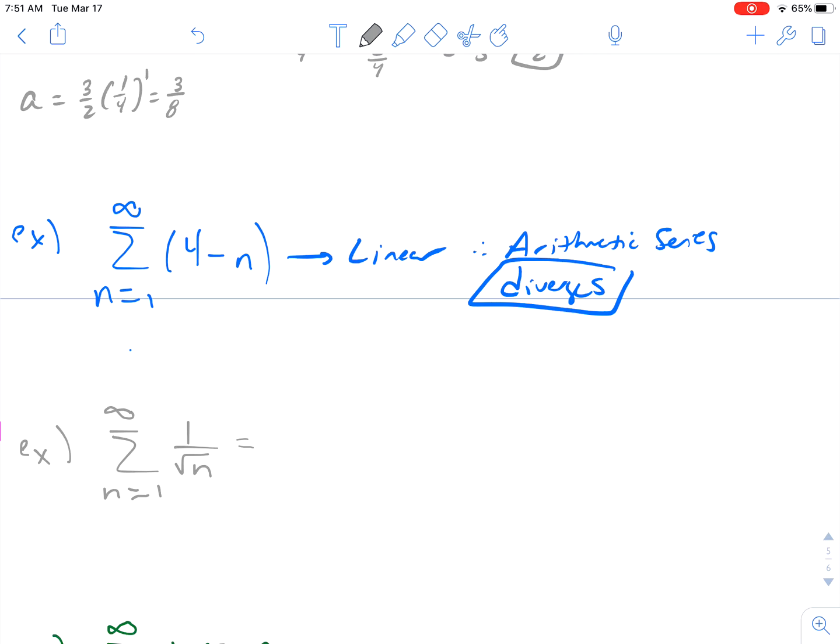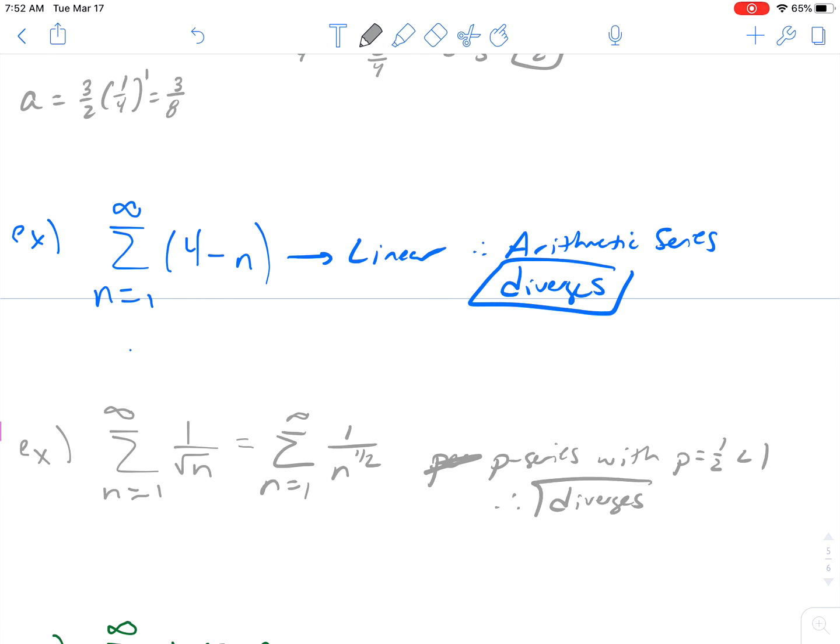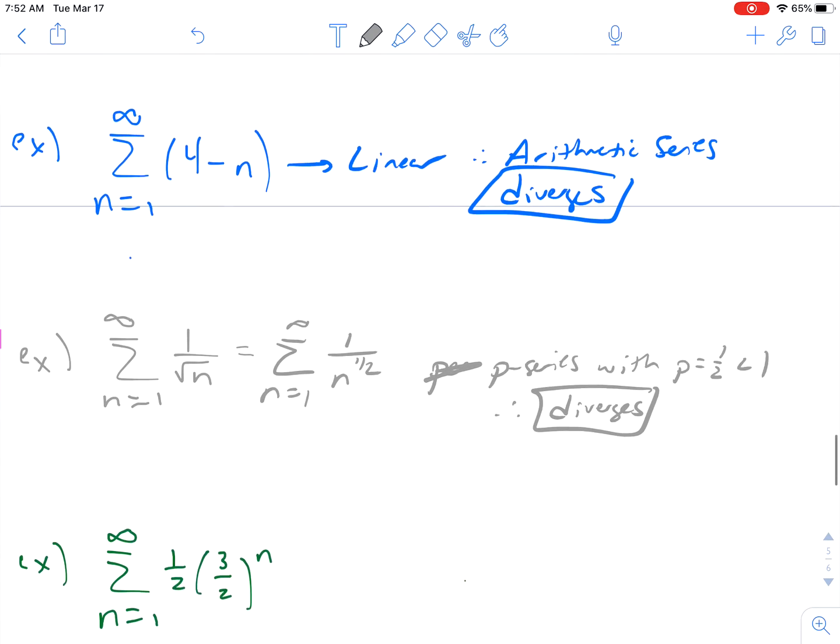Next up, certainly not arithmetic, doesn't look exponential. I could rewrite it in this form, however. And we have a p-series. Now, you want to leave that n in the denominator for the p-series. You don't want to rewrite that as n to the negative 1/2. This is the form of a p-series, n in the denominator raised to some power. And here p is 1/2, which is less than 1, and so this will diverge. Greater than 1 converges, less than or equal to 1 diverges.